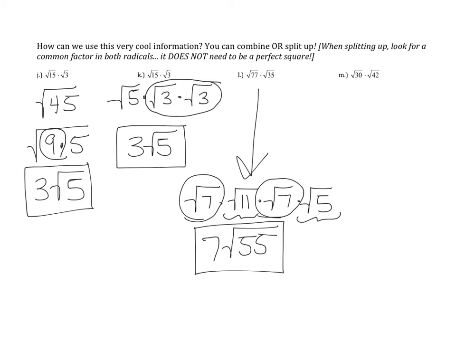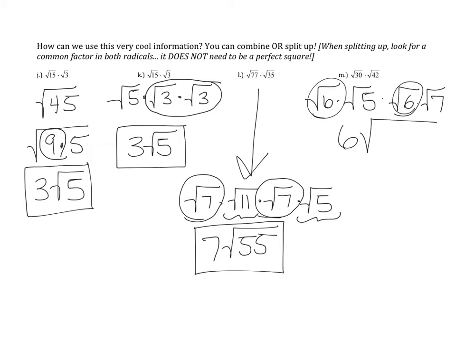So 30 has 3. 42 also has 3, but there's a bigger one, right? 6. We break 30 into the square root of 6 times the square root of 5. We break 42 into the square root of 6 times the square root of 7, right? And so the square root of 6 times the square root of 6 is just 6. And then you could put your two radicals together. 5 times 7 is 35. So you get 6 square root of 35.